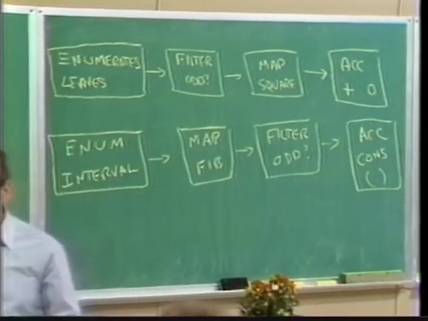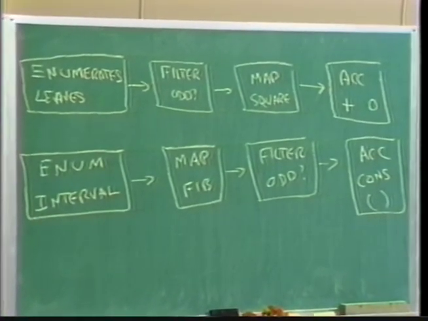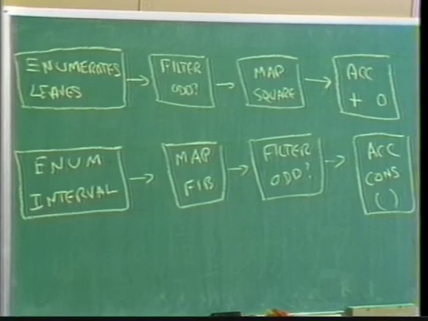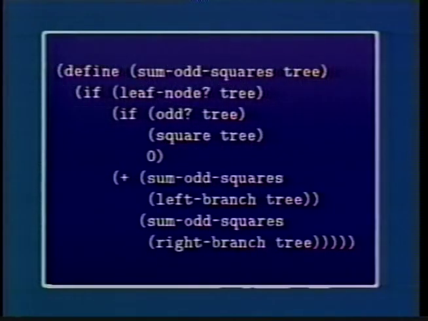The problem is that that commonality is completely obscured when we look at the procedures we wrote. Let's go back and look at odd squares again and say things like, where's the enumerator? Right, where's the enumerator in this program? Well, it's not in one place. It's a little bit in this leaf node test, which is going to stop. It's a little bit in the recursive structure of the thing itself. Where's the accumulator? The accumulator isn't one place either. It's sort of partly in this 0, and partly in this plus. It's not there as a thing that we can look at.